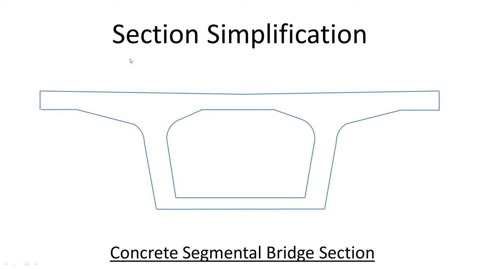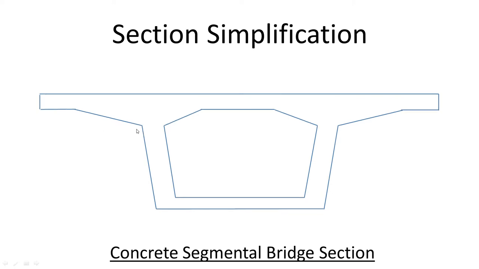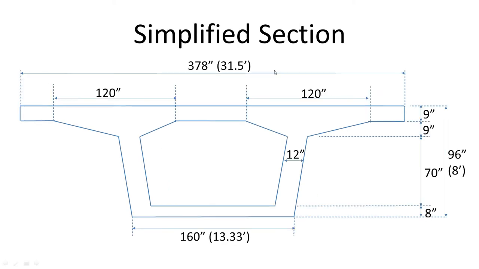And the first step is to simplify the section. You can get rid of the cross slope at the top and the curves connecting the web to the top slab. These simplifications will slightly underestimate the section properties. Here is that simplified section with dimensions on it.